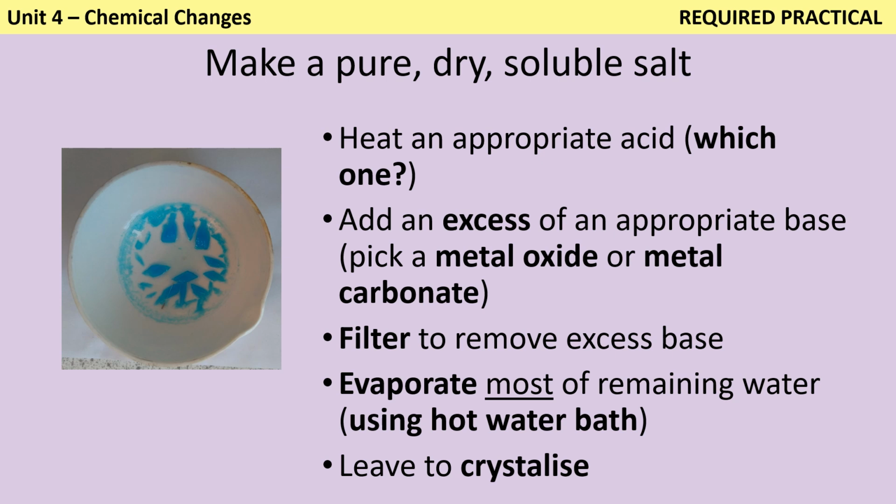You're going to add too much of your base, your copper oxide or your copper carbonate, if we're making copper sulfate here. And the reason you're doing that is to make sure that all of the acid reacts. Because in every chemical reaction, there's always too much of one of the reactants. And we're going to need to remove that if we want pure crystals. And it's much easier to remove excess base than it is to remove excess acid. You just can't do that.